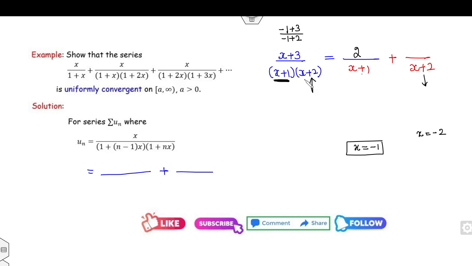I can substitute everywhere apart from this quantity. So it is (-2 + 3) divided by (-2 + 1).